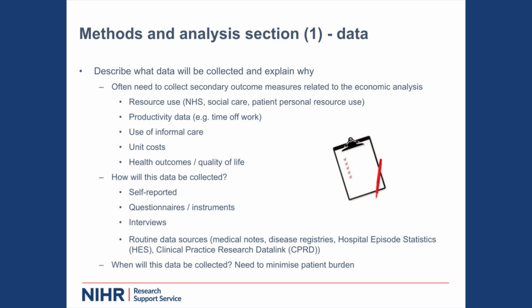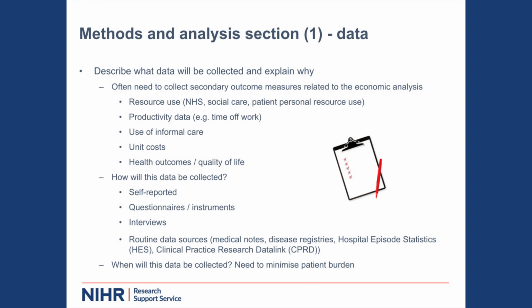Are we going to interview people? Are we going to use routine data sources? So hospital systems, disease registries, national data such as Hospital Episode Statistics, or primary care data from things like the Clinical Practice Research Datalink. And in all of this, we need to think about minimising patient burden and talking to our PPI groups about what's reasonable, and thinking about when the data will be collected. What are the important time points?